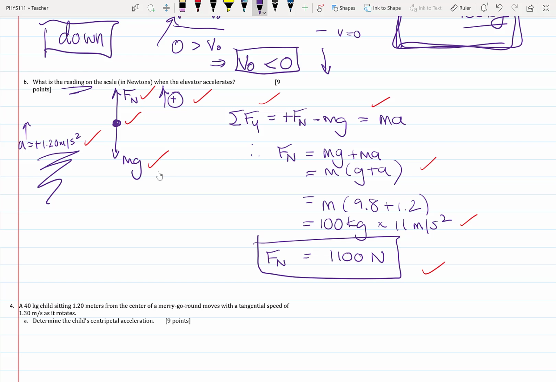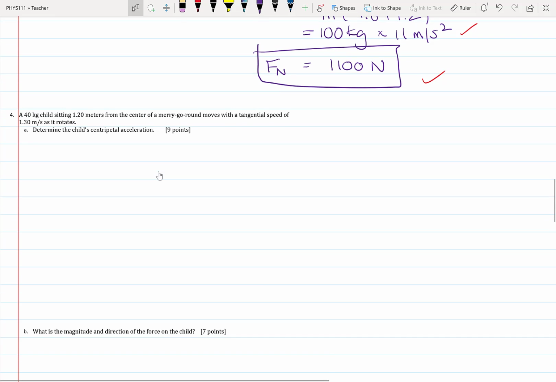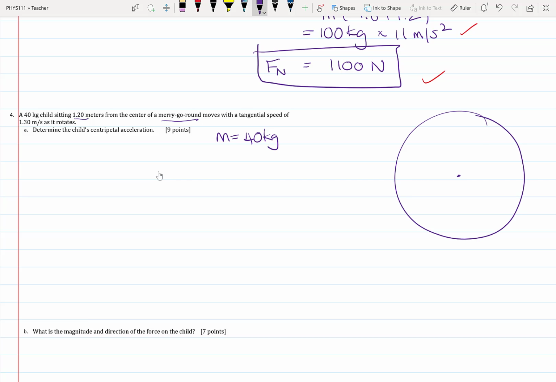Next, question 4. A 40 kilogram child, write down what we have, mass is 40 kilograms, sitting 1.2 meters from the center of a merry-go-round. Okay, that's a circle. Draw a picture, and there's a radius r. I don't know exactly how big the merry-go-round is. It could be way bigger, but anyway, this is the distance that the child sits from the center. We'll write that down. That's 1.20 meters.